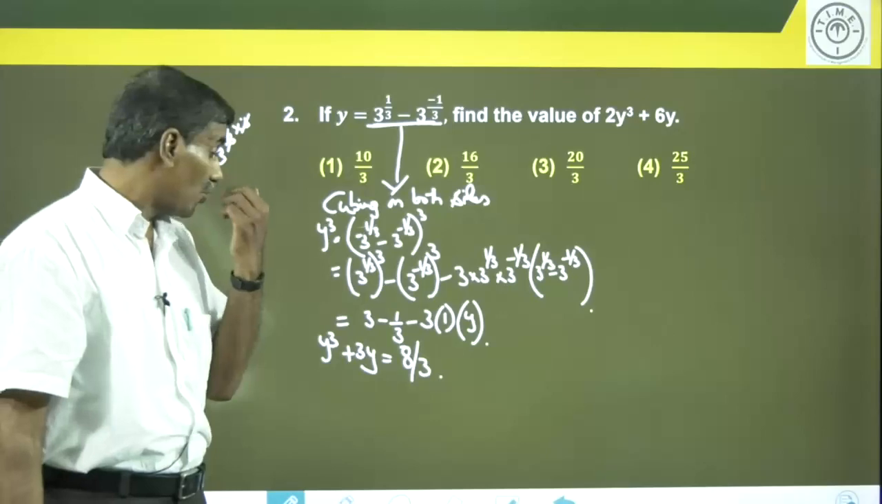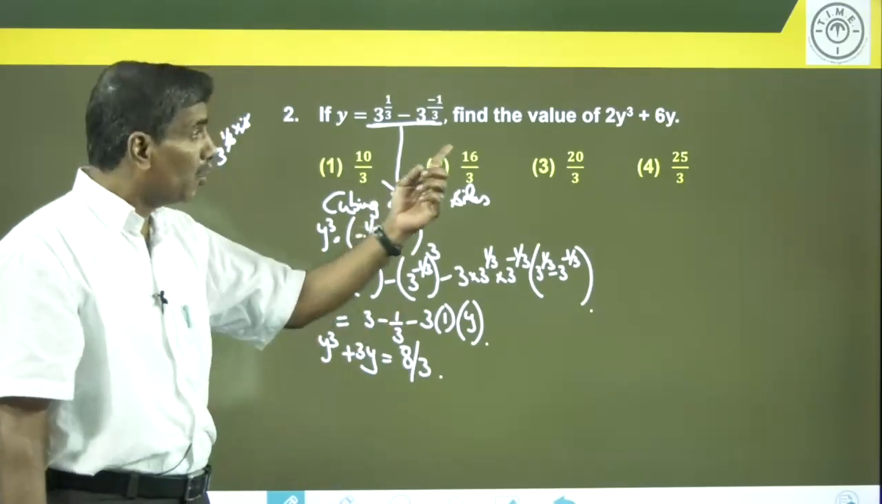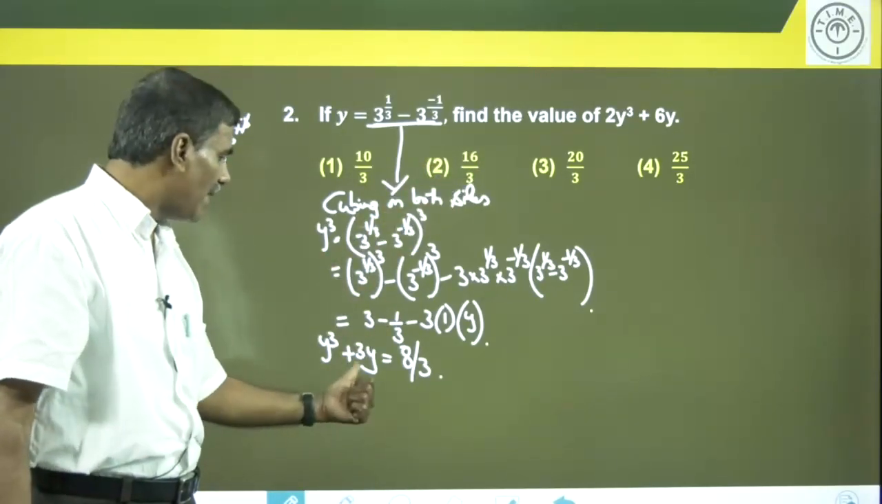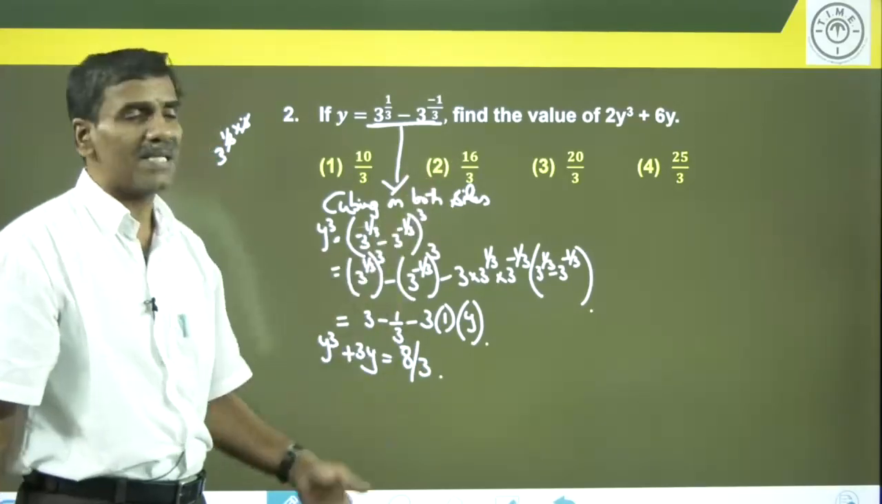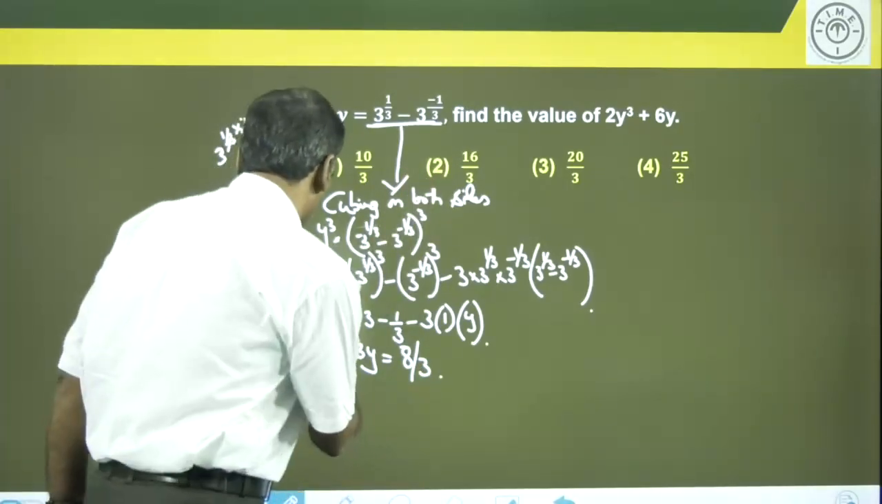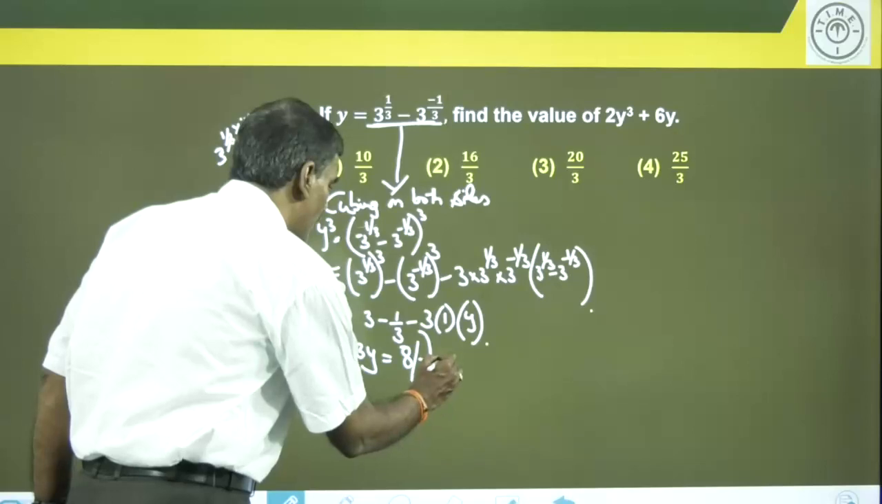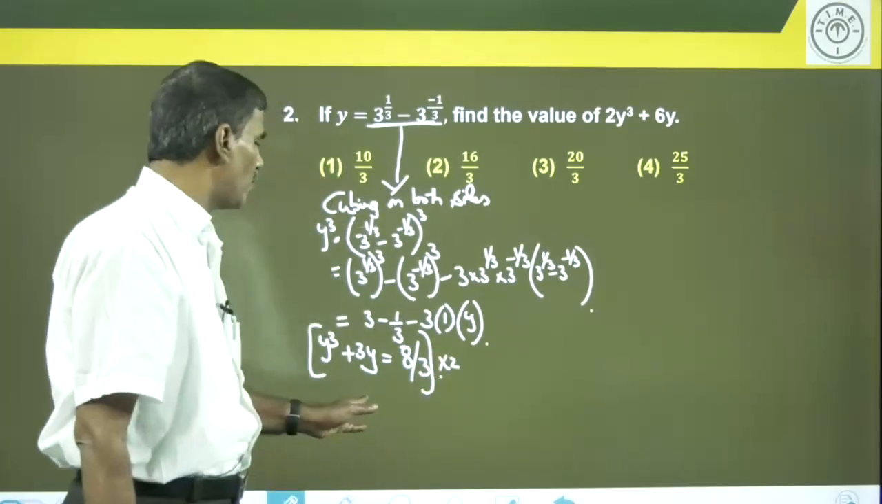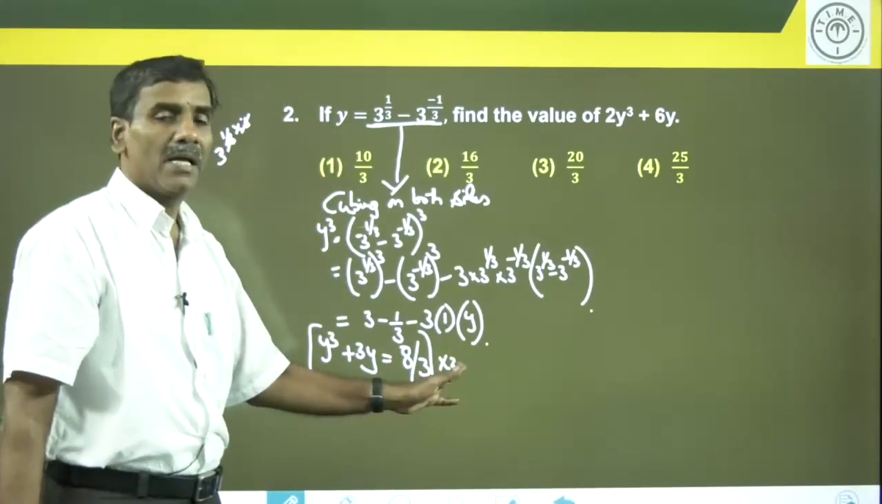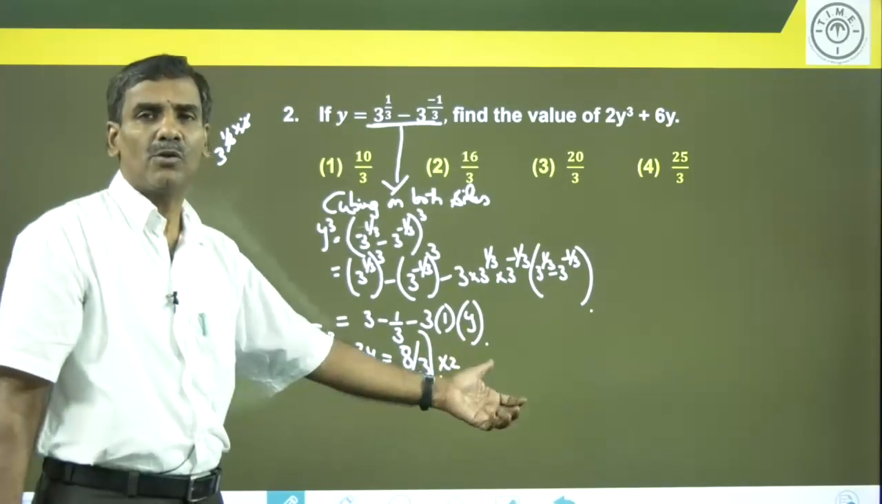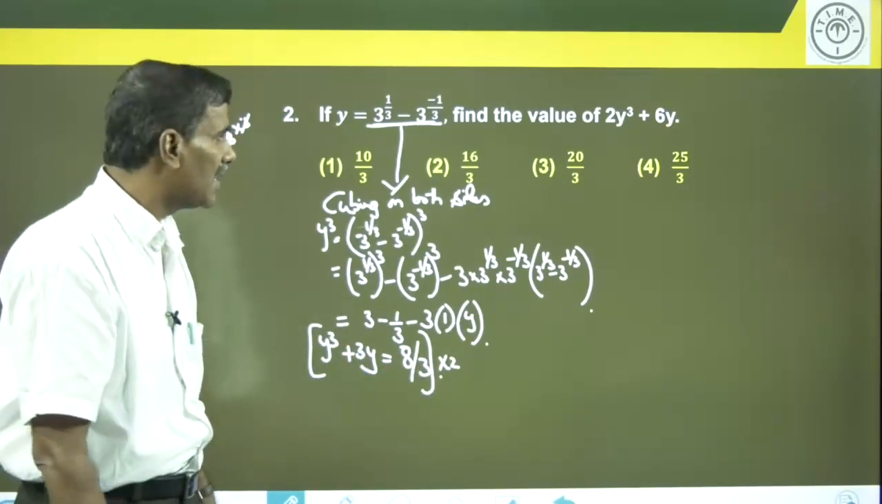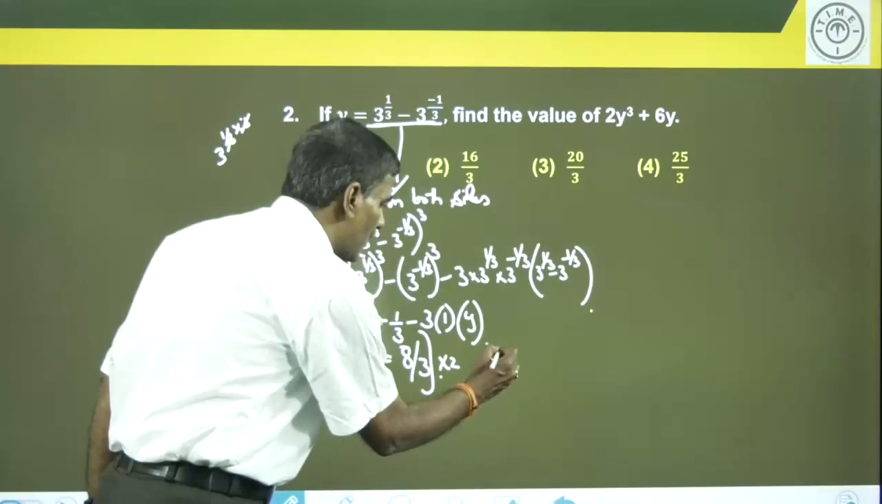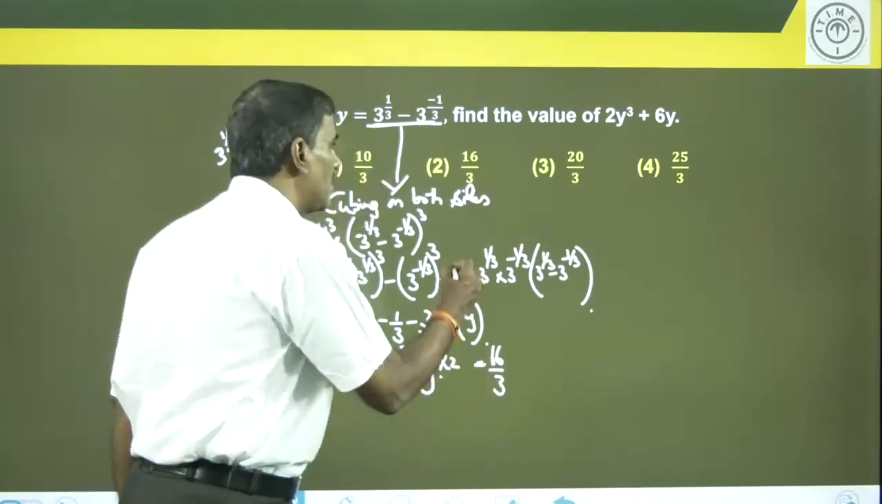Right or not? Now the question is focusing on 2y cube plus 6y. So doubling this value, we will be getting the 2y cube plus 6y value. Right or not? So multiplying this whole thing with 2, we get the 2y cube plus 6y. So that means on the right hand side we have to multiply 8 by 3 into 2. 8 by 3 into 2 is nothing but 16 by 3. So the answer for this question should be 16 by 3.